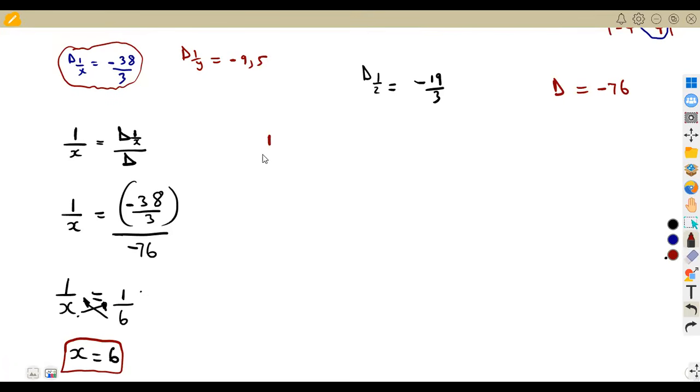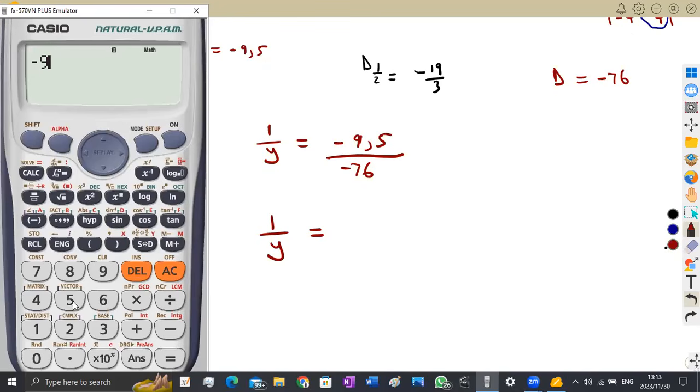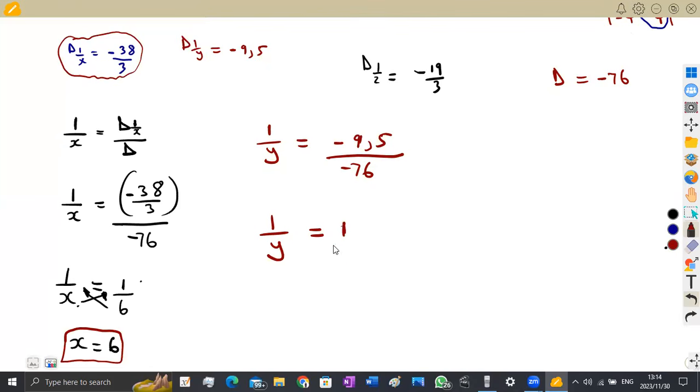For y, we are saying 1 over y is going to be the determinant with respect to 1 over y, instead of 1 over x, so it is going to be this one. For 1 over y, that is negative 95 over the determinant of the constants, and our constant is negative 76. So 1 over y is equal to, let's see what we obtain from our calculator. Negative 95 divided by negative 76 gives us 1 over 8.